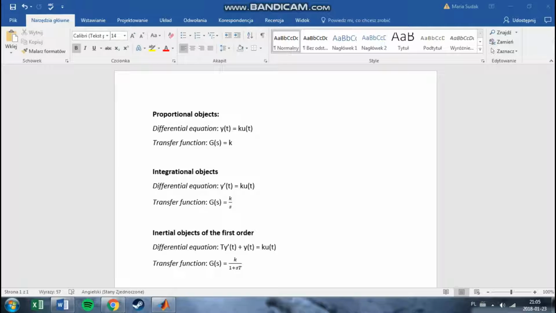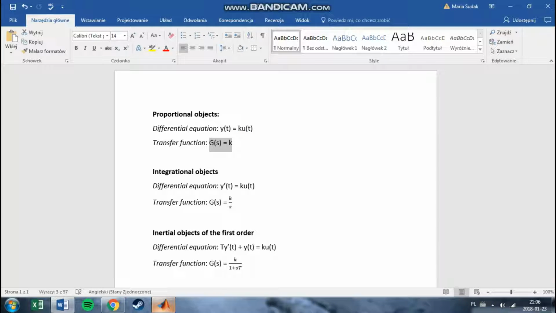The first one is proportional. So we are given its differential equation, which is equal to that, and its transfer function, which was obtained by using Laplace transform. But today I will not show you how to obtain this transfer function using Laplace, but I will just show you how to obtain state space description in Matlab. So let's just remember that its transfer function is g of s equal to k.